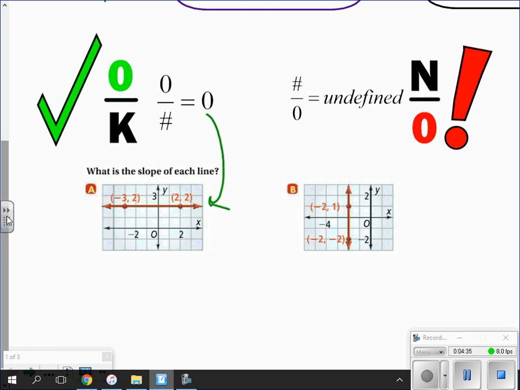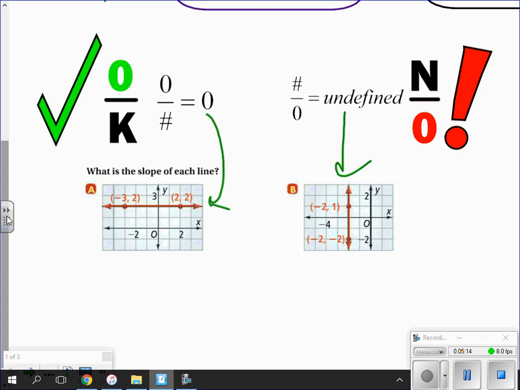Now, if instead the line goes up and down but does not go back and forth, we have a number divided by 0. You are never, ever, ever allowed to divide by 0. So we have a slope with no run, with a rise but no run. That is an undefined slope. That is what a vertical line is. If you have a straight vertical line, it has an undefined slope. Okay, because there is no run, there's only a rise. It goes up and down, it does not go back and forth. Okay, you're going to need to memorize those, know those.